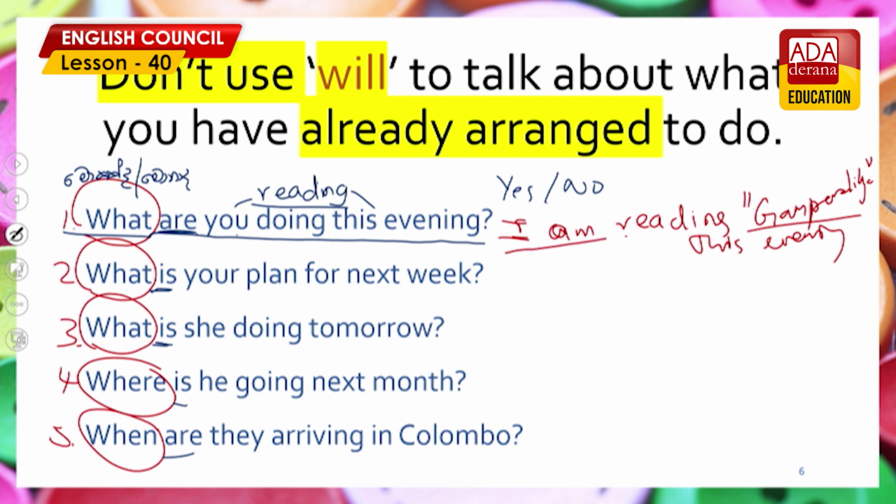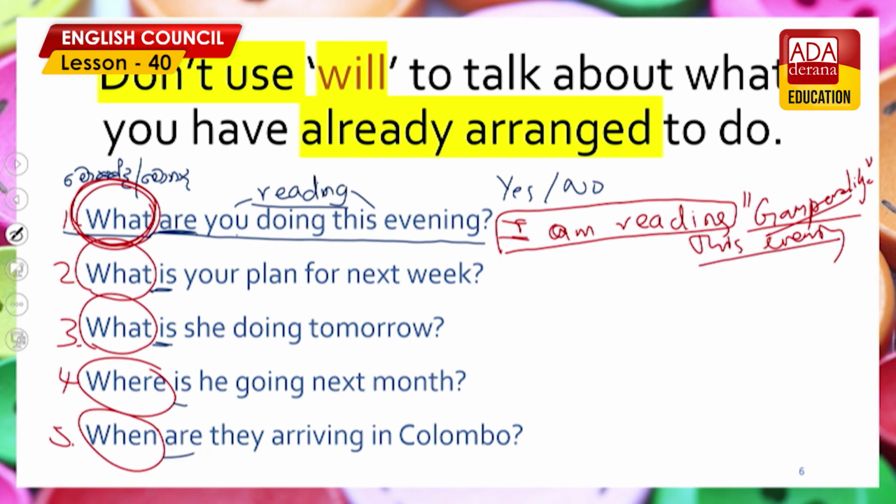So I am reading. Here I put our structure. Am I reading it now? No. I am reading this evening. What am I reading? Gamperalia. Here I am answering my what question. Here you have your future term.